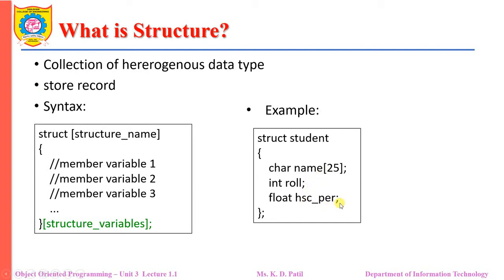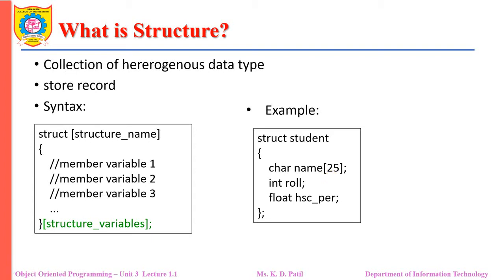Now what about the size of that structure? When I want to store an integer called roll, memory will be reserved in the memory location, and it will be of size 2 bytes. Now if I want to store HSC percentage, the size will be 4 bytes as it is of float data type, and the character name, as it is an array of 25, will require a size of 25 bytes which will be reserved in the memory location.